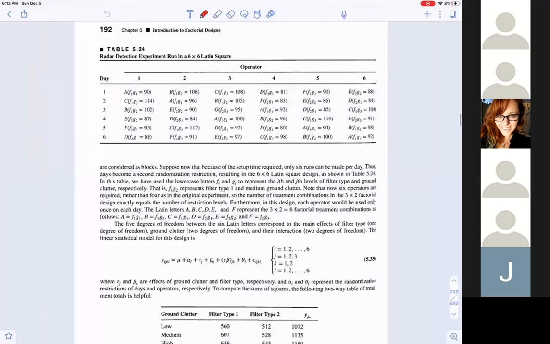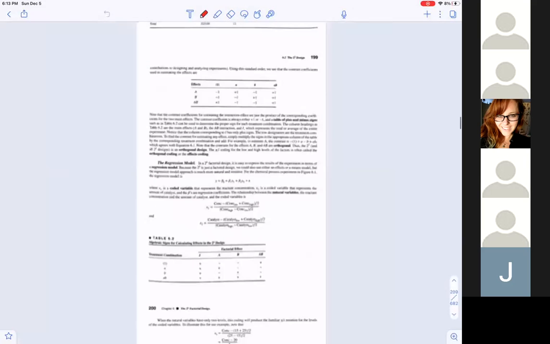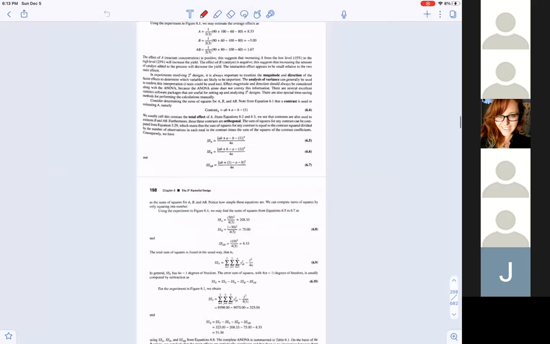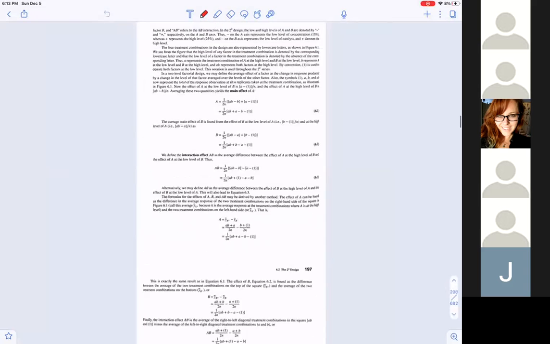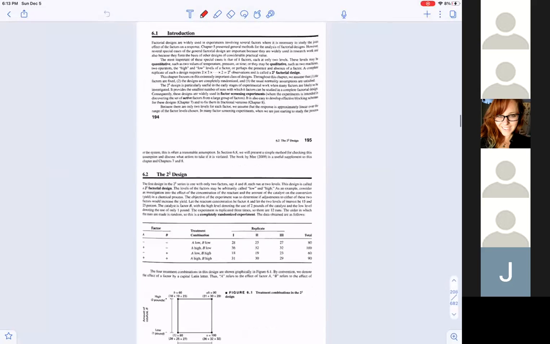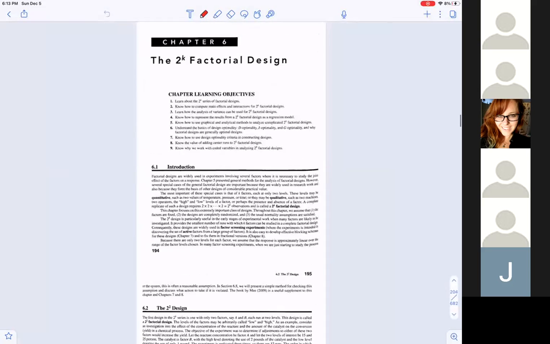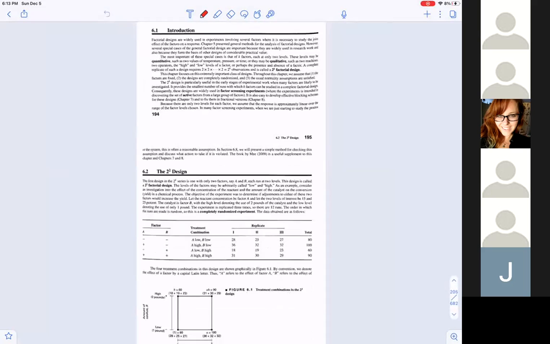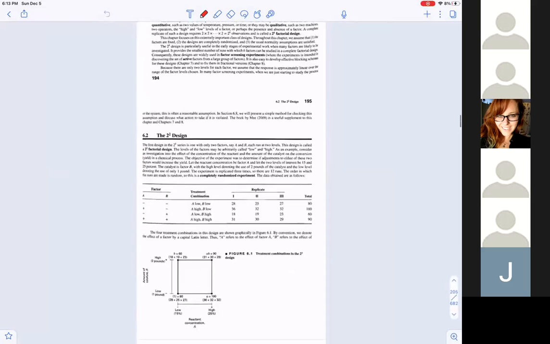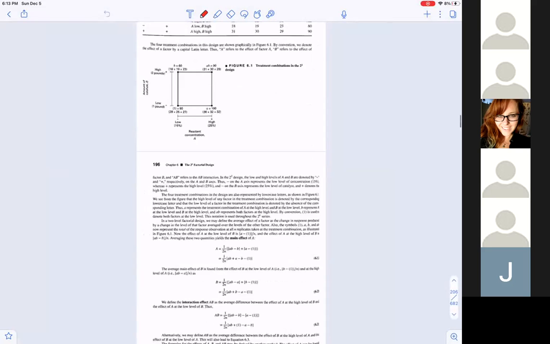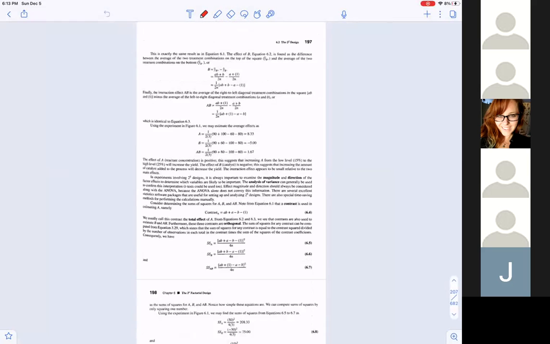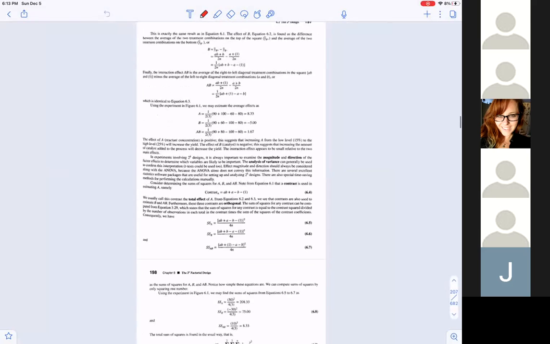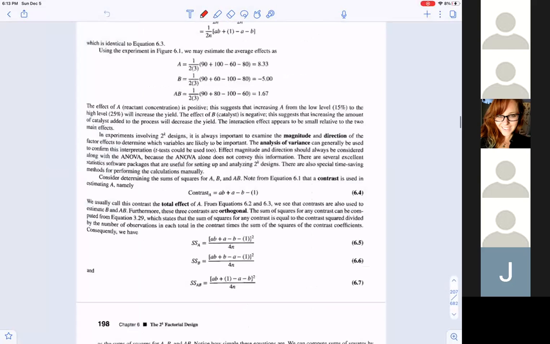Sorry about the scrolling. Here we go. The 2 to the K factorial design: it's beta times X1 plus beta times X2 plus beta 3 times X1 X2, off the top of my head. And we've never gone over that in any of them. It's because we are doing a least squares estimation of the model rather than a treatment estimation. So that's actually why.